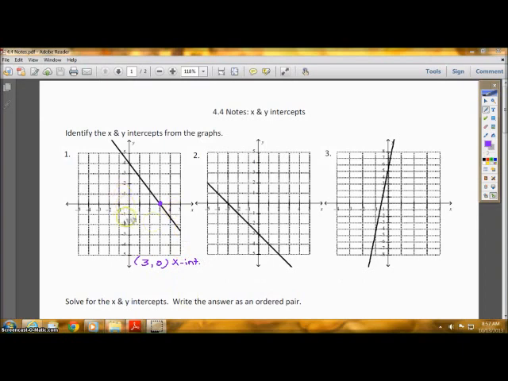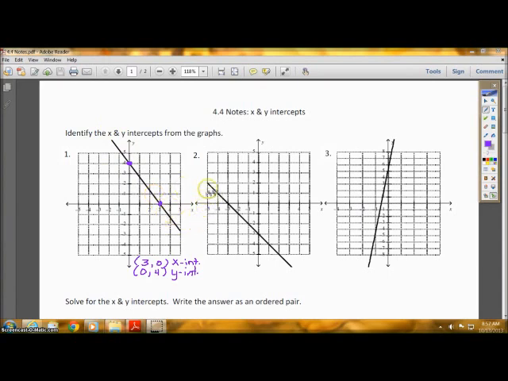Okay, then I want to do the same thing, except I want to go along my y-axis. So if I'm going along my y-axis, I want to see where my line crosses the y, and I'm up at this point. My line intercepts my y-axis at 4. So that coordinate point is going to be at 0, 4, and that's my y-intercept. So these are points that the line crosses my x and y axes.